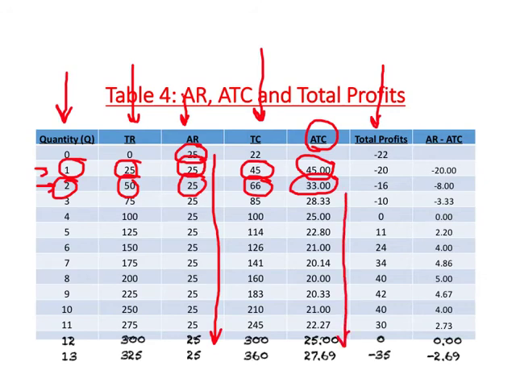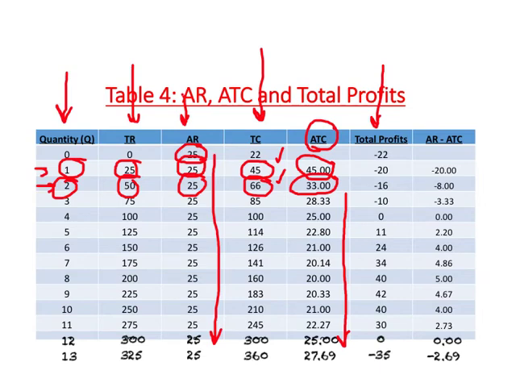And then if you know average total cost and the total output produced, you can also figure out total cost. How will you do that? Average total cost times quantity of output will give you total cost. So 45 times 1 will give you 45. 33 times 2 will give you 66. And in this way you can figure out total cost. So we can move from total to average and average to total.